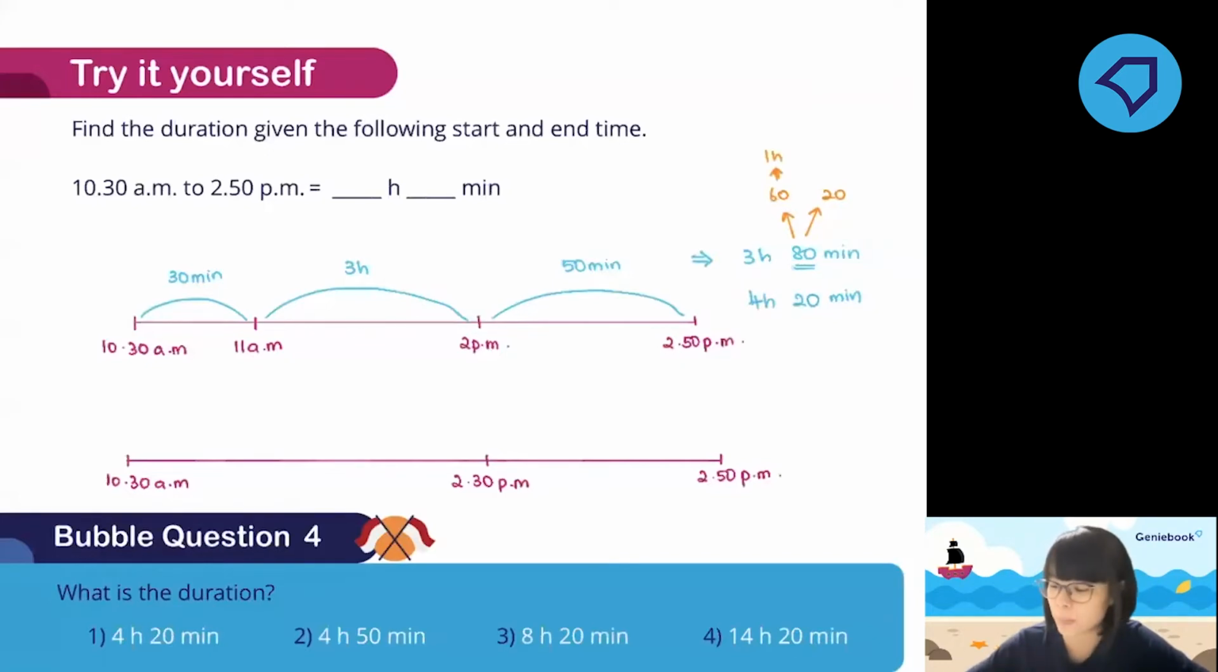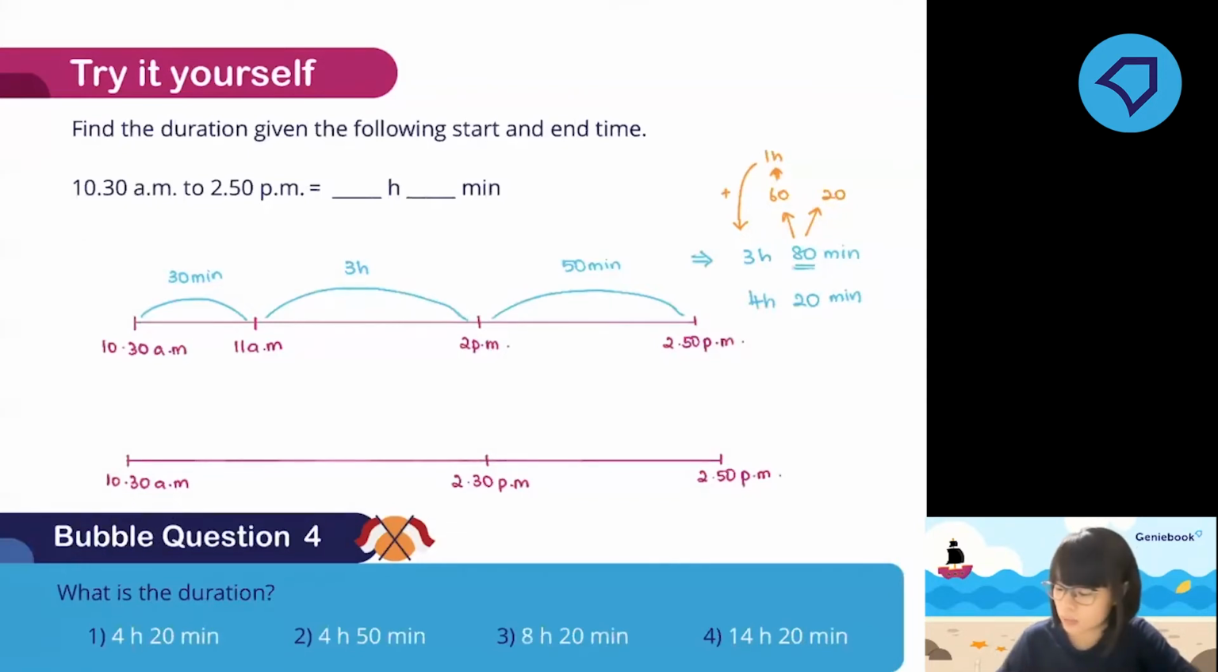So the 1 hour, you have to add it to 3 hours over here. So this one is a little bit confusing because then you have to convert your minutes to hours and minutes again. Okay, so we're going to do the second one. Let's take a look at the second one over here.